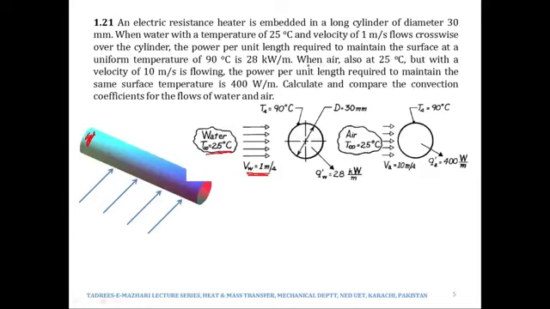Now in the second case, they are changing the fluid. Now instead of water, they are considering air, also at the same temperature of 25 degrees Celsius, but with a velocity of 10 meters per second. So air is moving 10 times faster than water. Then the power per unit length required to maintain the same surface temperature of 90 degrees Celsius is only 400 watts per unit length of the cylinder. So we are asked to calculate and compare the convection coefficients for the two cases, for the case of water and air.